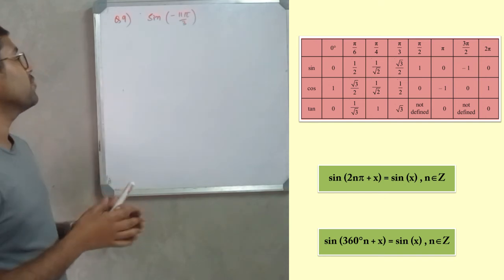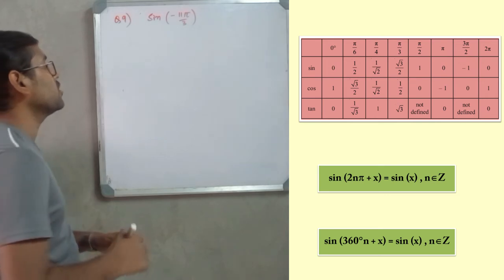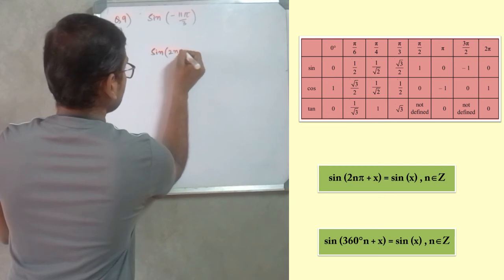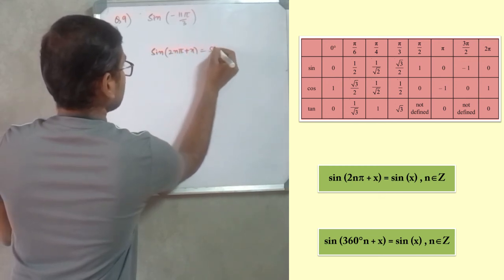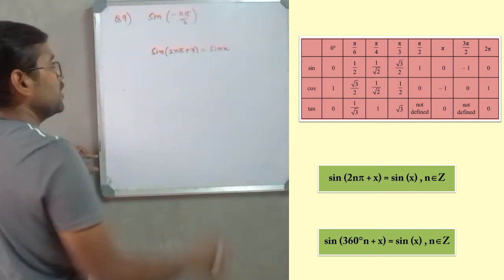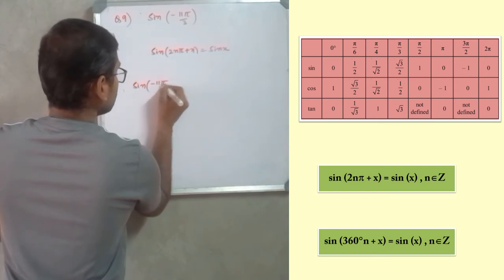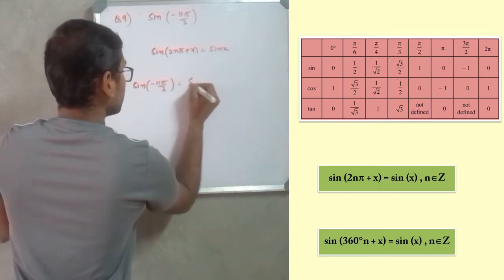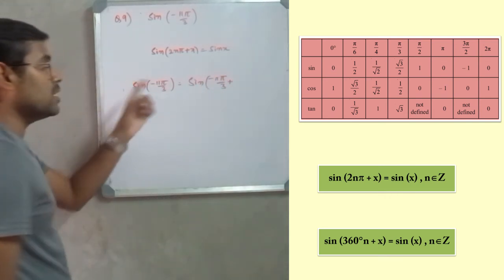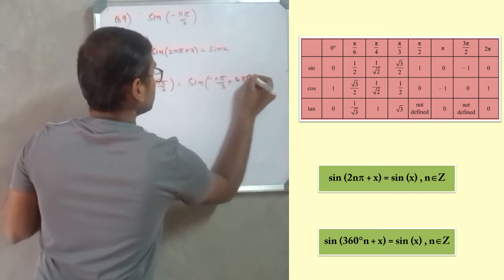Guys, here in question number 9 we need to find the value of the function sine of minus 11 pi by 3. Again we will make use of the periodic nature of the functions. Sine of 2n pi plus x is equal to sine x. Now x in this case is minus 11 pi by 3, which means sine of minus 11 pi by 3 will be equal to sine of minus 11 pi by 3 plus some integral multiple of 2 pi. So I will take 4 pi, which is 2 into 2 pi.